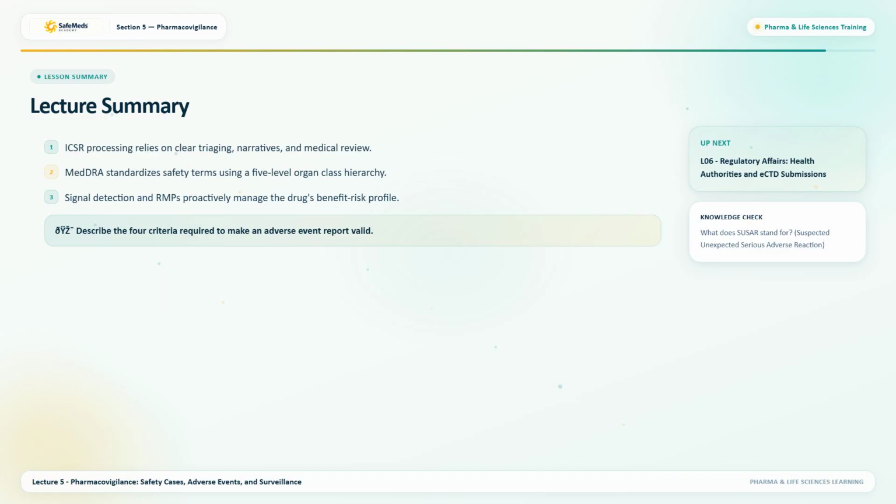Global health authorities conduct periodic PV inspections to audit the safety database, case processing files, and signal detection records. Inspectors evaluate the organization's compliance with good pharmacovigilance practices and check for completeness and accuracy. Maintaining an inspection-ready state is essential for retaining marketing authorizations and demonstrating active safety oversight.